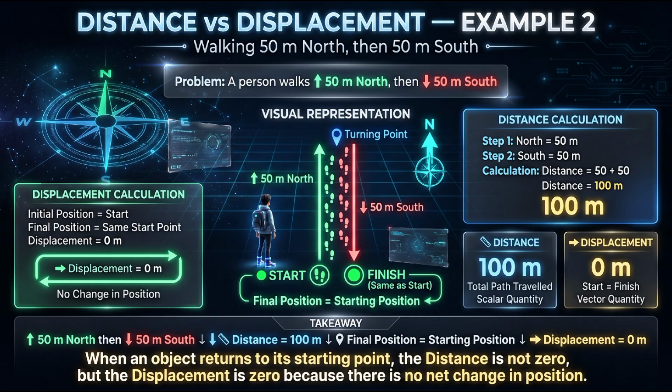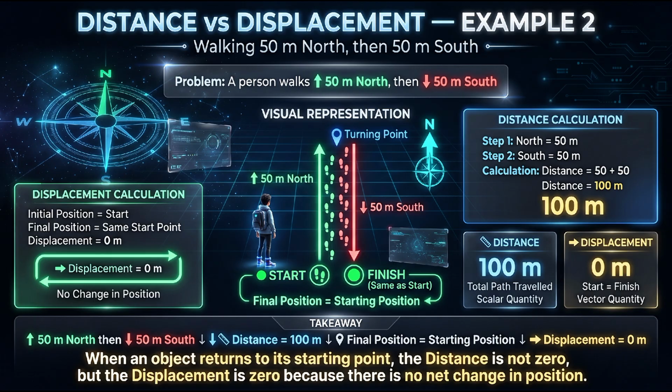To calculate the distance, we add the total length of the path traveled. Distance measures the complete path covered by an object, regardless of the direction of motion. In this example, the person walks 50 meters north and then 50 meters south. Therefore, the total distance traveled is 50 meters plus 50 meters, which equals 100 meters. Distance simply tells us how much ground has been covered during the entire journey.